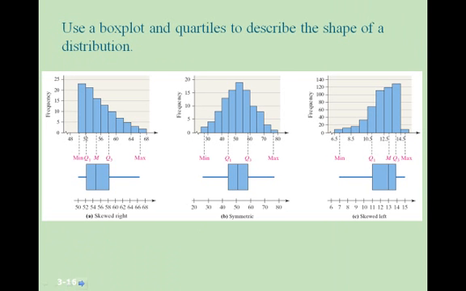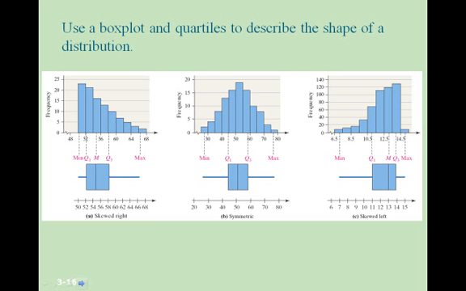Let's look at using a box plot and quartiles to describe the shape of a distribution. So here we see pictures of 3 different distributions. And we see the histogram at the top, and then we see the box plot at the bottom. Notice that in the first picture, the histogram is skewed right. And in the box plot, we can tell that it's skewed right because the right side of the box is larger than the left, and the right whisker is longer than the left whisker.